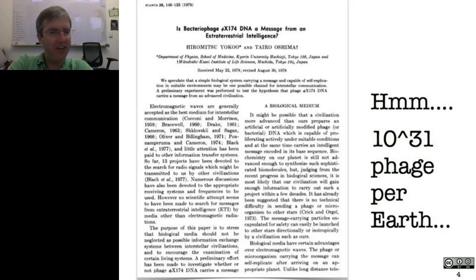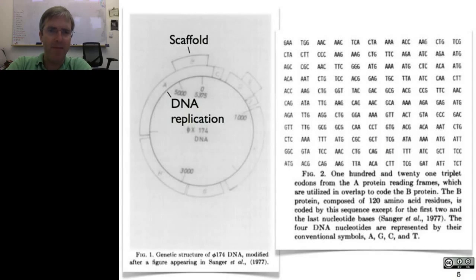Is this a crazy paper, a good paper? Well, meanwhile, today we know there's quite a number of phage on Earth. There's about 10 to the 31 phage on the planet. That makes them probably the most numerous reproducing biological systems on Earth. So if you were going to send a message and you wanted to be all over the place, maybe you would think about putting it in a phage. Let's unpack this paper from 1979 a little bit more.